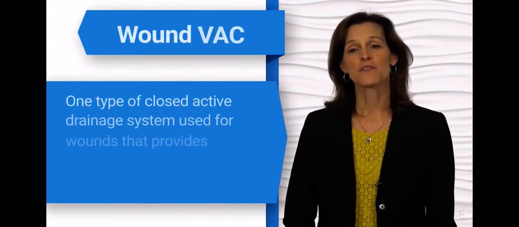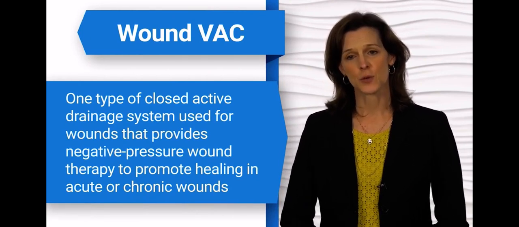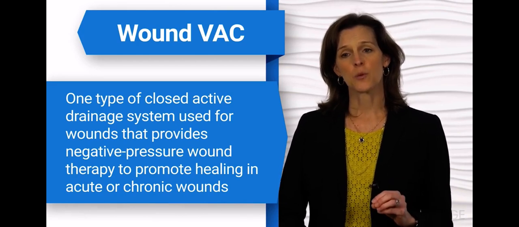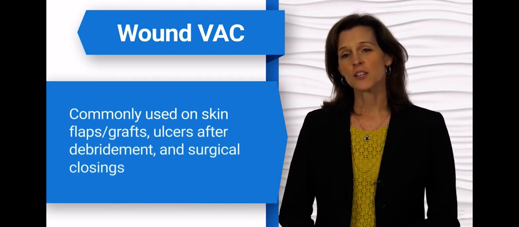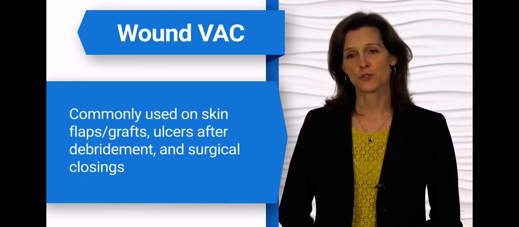A wound vac, or vacuum-assisted closure of a wound, is one type of closed active drainage system used for wound treatment. It provides negative pressure wound therapy to promote healing in acute or chronic wounds. It's commonly used on skin flaps or grafts, ulcers after debridement, and surgical closings.